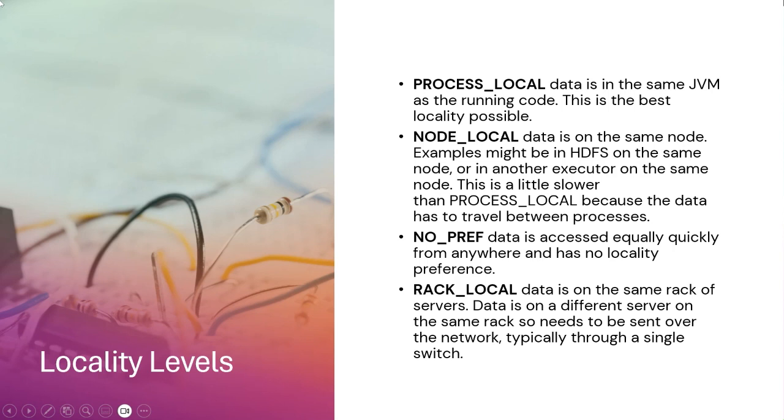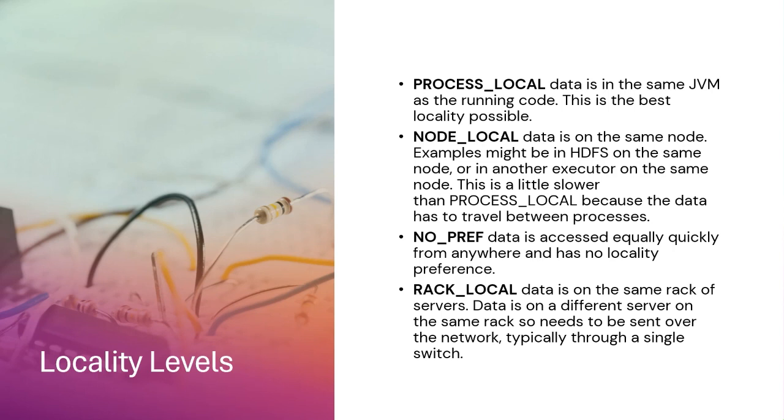Also, let us now look at the locality levels. There are four types of locality levels that we can set. The first is process local, which means that the data exists in the same JVM as the running code. Now this is the best locality possible because this will be the fastest. The data and the code are both process local. The other is node local, which means that the data is on the same node.